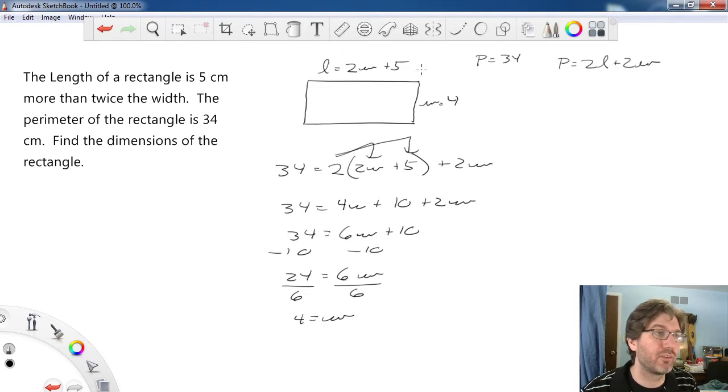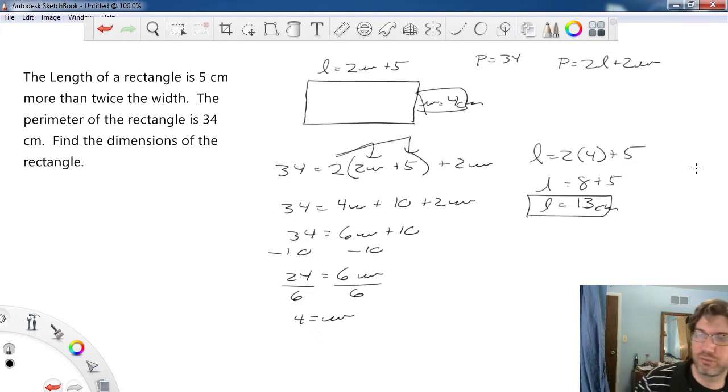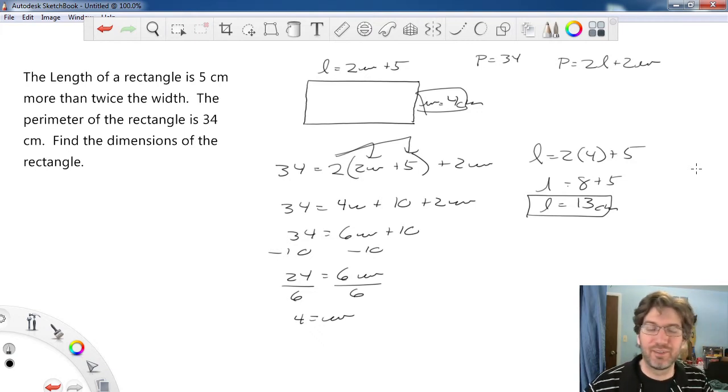And then we'll plug back into our original one here. So L equals 2 times 4 plus 5. 2 times 4 is 8 plus 5. So L equals 13. So here your width is 4, length is 13. And oh, sorry, centimeters. Don't forget your units. Hopefully you didn't go with the first one, but it is twice the width, so I did make that mistake.